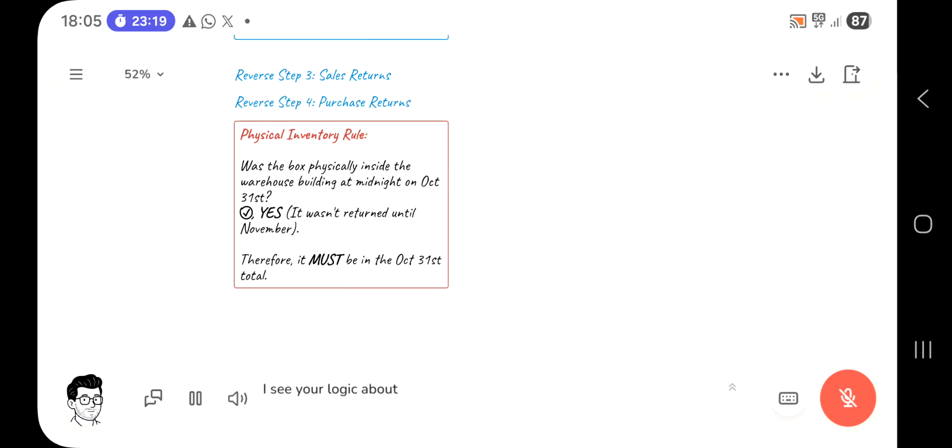I see your logic about the payable decreasing, and you are totally right for the accounting entries. But for this question, we're just counting the boxes in the warehouse. Since we didn't return them until November, those boxes were physically sitting on our shelves on October 31st. In the November 4th count, they were gone. So to get back to the October count, we have to add them back.